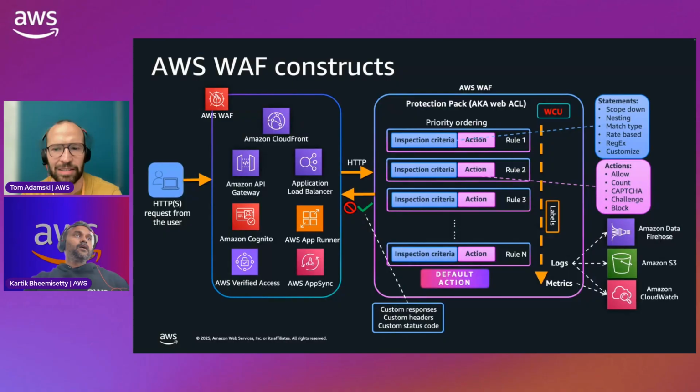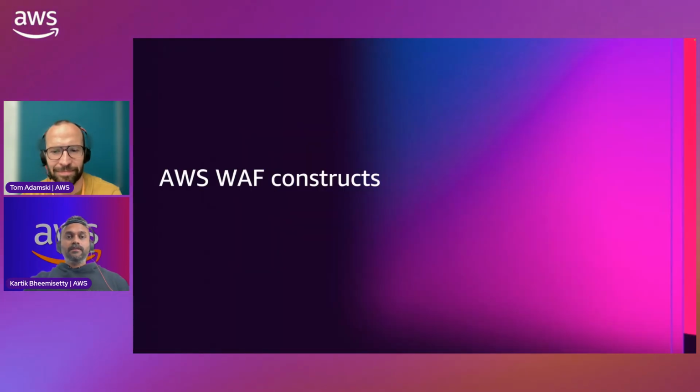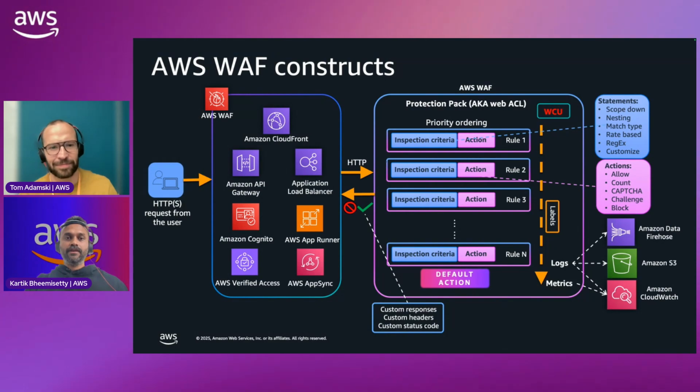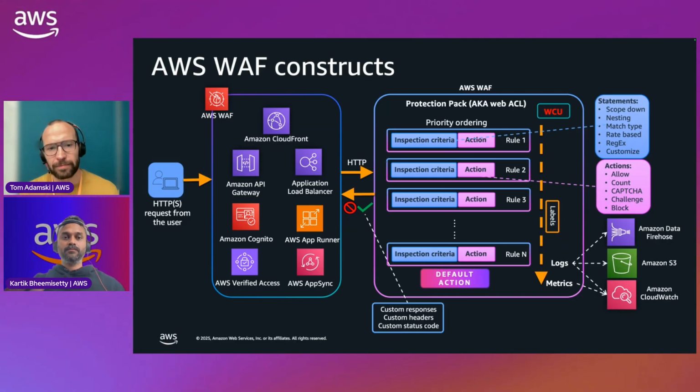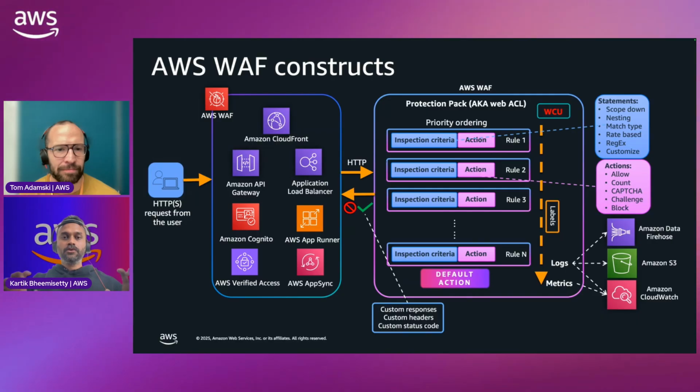Right. Okay, perfect. So now let's talk about WAF constructs. Now we gave you information on how the new console looks and how you can configure quickly. What are the basic constructs of AWS WAF? As of today, you can protect seven AWS resources with AWS WAF: CloudFront, API Gateway, Load Balancer, Cognito, App Runner, Verified Access, and AppSync. The most common services that customers use AWS WAF with are CloudFront, API Gateway, and Application Load Balancer.